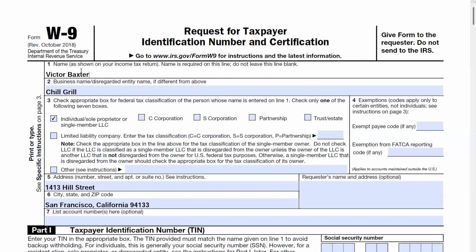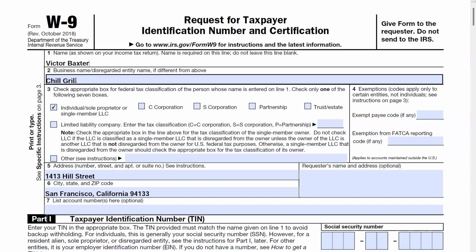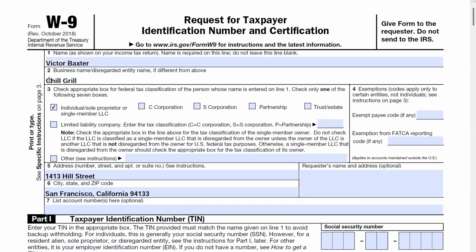We're going to have the name here, and this taxpayer's name is Victor Baxter. All right. Now, because he's a sole proprietor, he's going to want to put his name as it's shown on the tax return. All right. Now, Victor doesn't work under his name, the name of his business is actually the Chill Grill. So let me put that in here. So we have the Chill Grill as the business name. So when the 1099 is actually filled out, it shouldn't say Victor Baxter, it should say the Chill Grill.